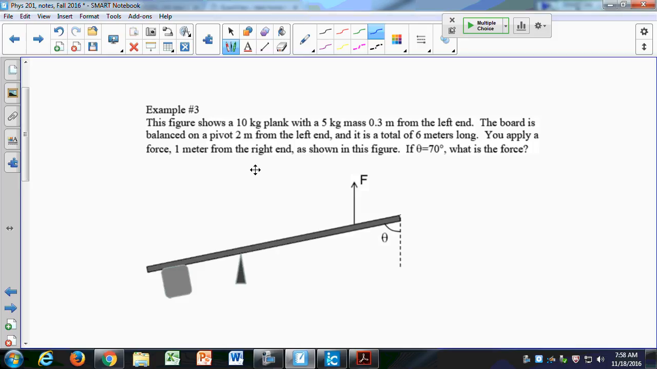All right, so what are some of the forces that I have acting here? What do I have? Okay, I have the weight of the plank. So I have a weight that's acting. It acts directly towards the center of the Earth. So this angle is going to be theta. What else do I have?